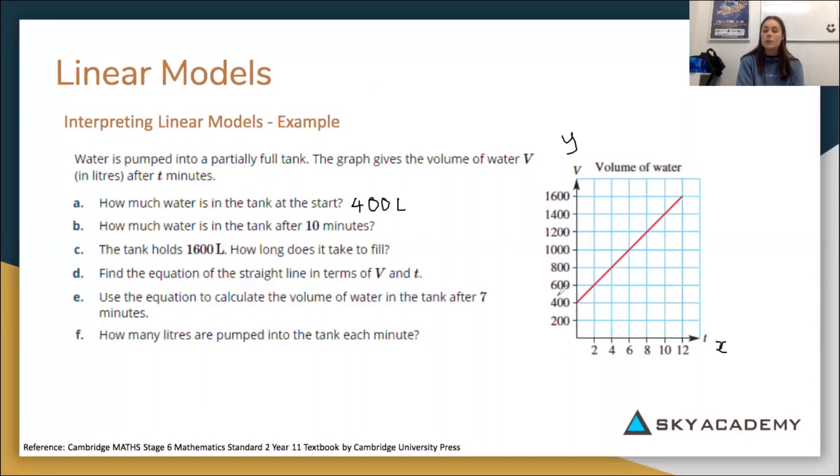Then it says, for question B, how much water is in the tank after 10 minutes? So if we go across onto the x-axis, which is where our time is, and we go to 10, and then we go up to hit how much volume of water there is, and go across when we reach the line, we will get a volume of 1,400 litres.